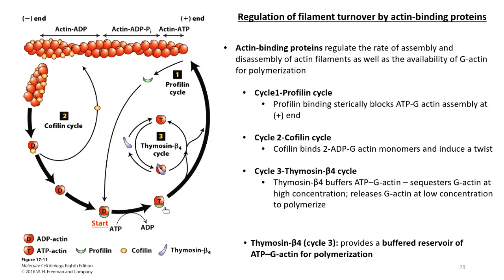So once this stage appears, this ATP version of G-actin subunit, thymosin beta 4 is the one which buffers the ATP G-actin and sequesters the G-actin at higher concentration. And when the cell actually needs it, they release the G-actin at lower concentration to polymerize. So that means thymosin beta 4, that is the cycle 3, provides a buffered reservoir of ATP G-actin for polymerization.